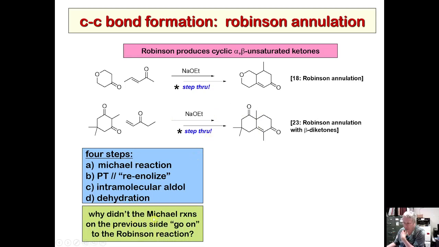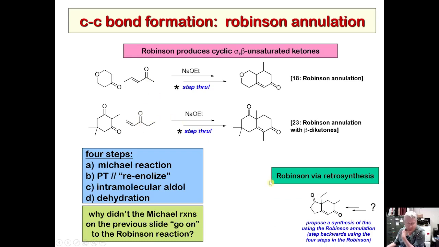Why didn't the Michael reactions on the previous slide go on to the Robinson? Remember, this shows the Michael acceptors and how we have a CH3 there and a CH2 there. That's the indicator that it's going to do a Robinson. All right.